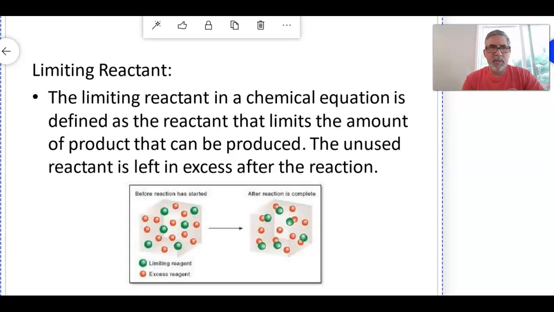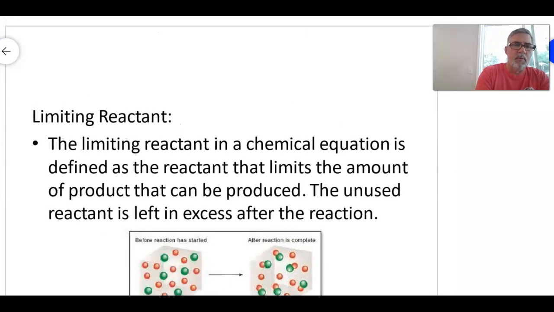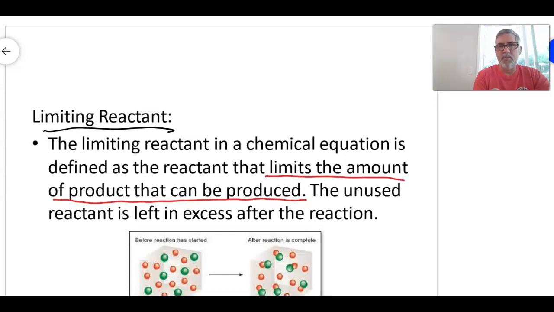All right, continuing on the stoichiometry theme, we're going to talk about limiting reactants and percent yield now. So a limiting reactant limits the amount of product that can be produced.